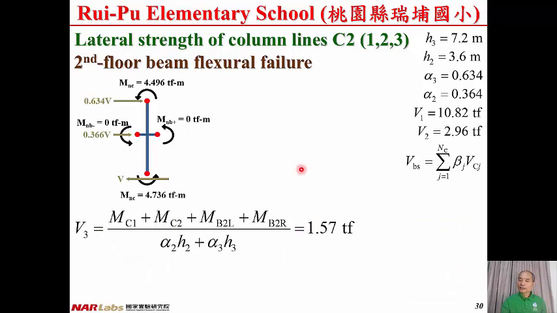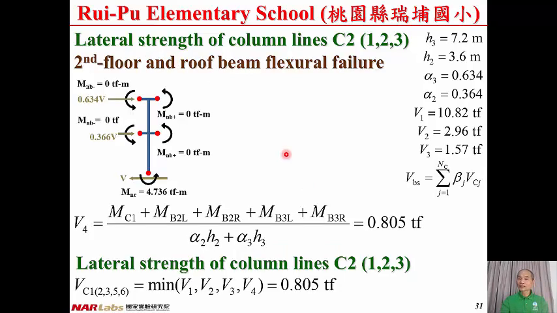So far we have V1 and V2 for failure mode 1 and failure mode 2. We move to the third failure mode, that's the flexural failure of the beam on the second floor. V3 equal to MC1 plus MC2 plus MB2L plus MB2R divided by alpha 2H2 plus alpha 3H3 equal to 1.57 ton-force.